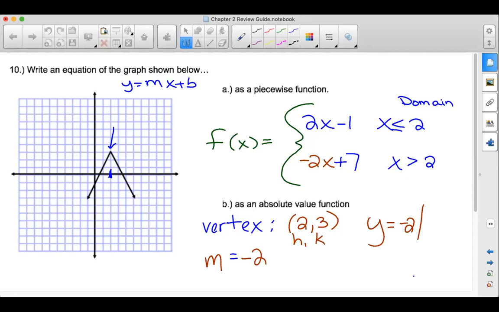And then the absolute value. And then inside, I would have x minus h, which is 2. And then on the outside, I would have a k, which is plus 3. Questions? Please ask if you have any.